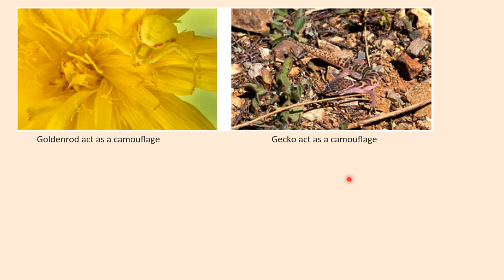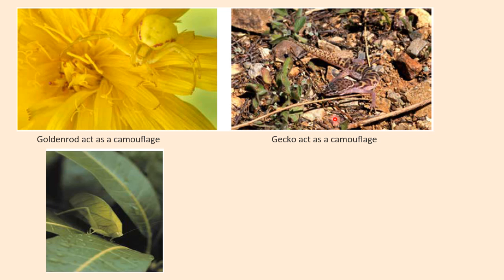The third one here is the katydid. Katydid acts as a camouflage too because it is green, and it stands on the green leaves of a plant. Its body looks like the green plant. It is similar to the green plants. You can't see it clearly the first time. So katydid also acts as a camouflage because it looks exactly like the plant.